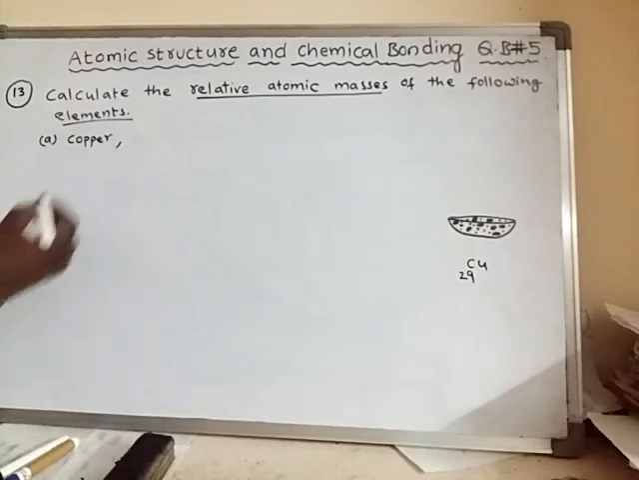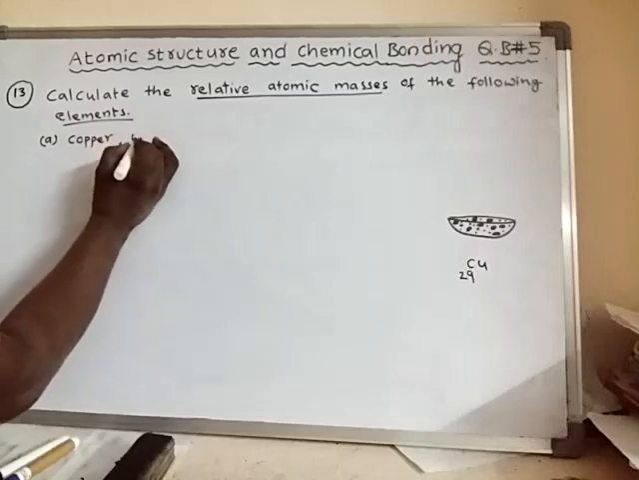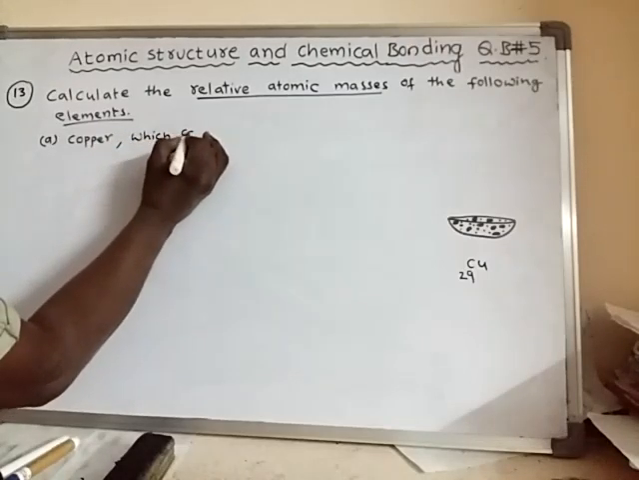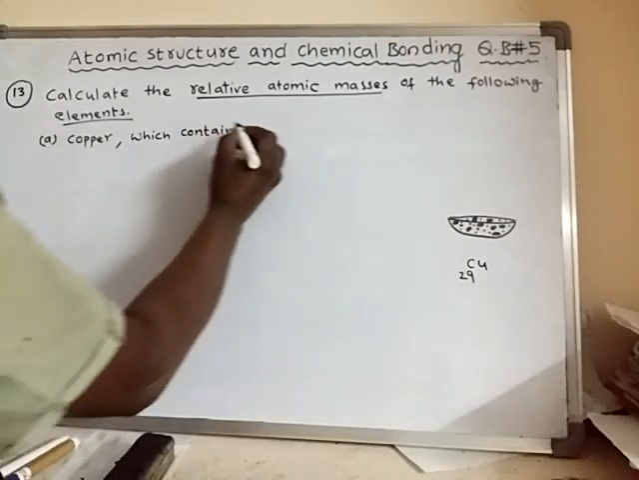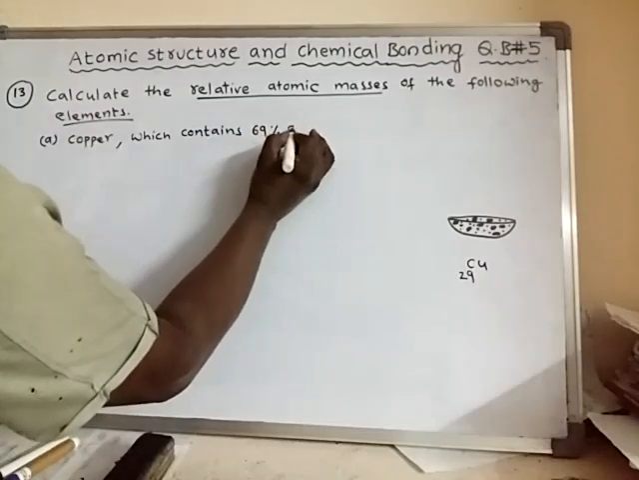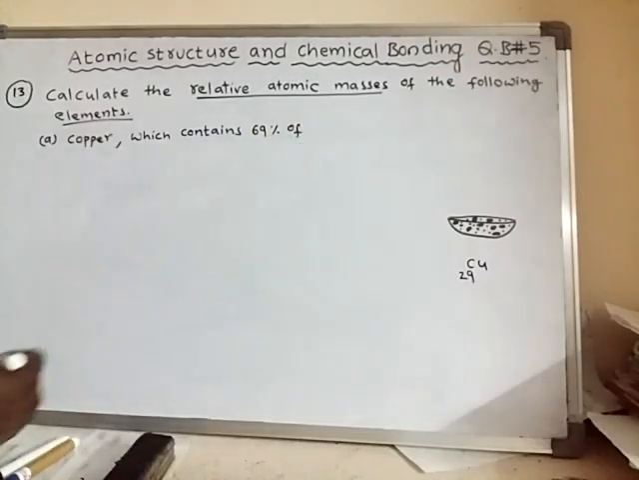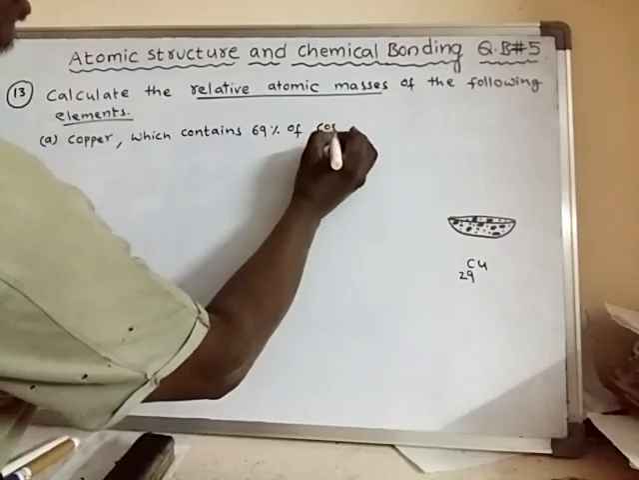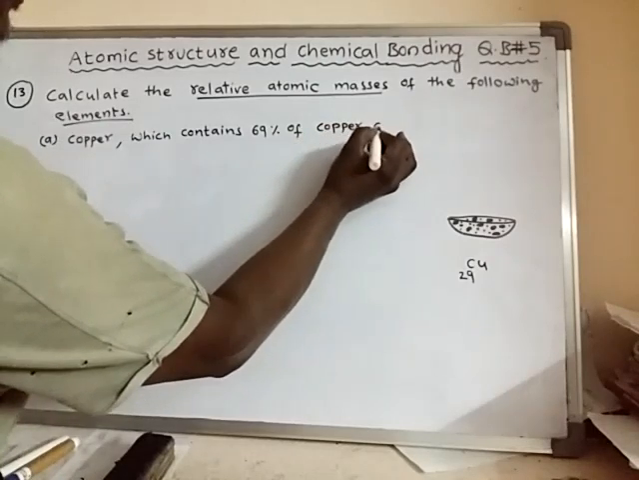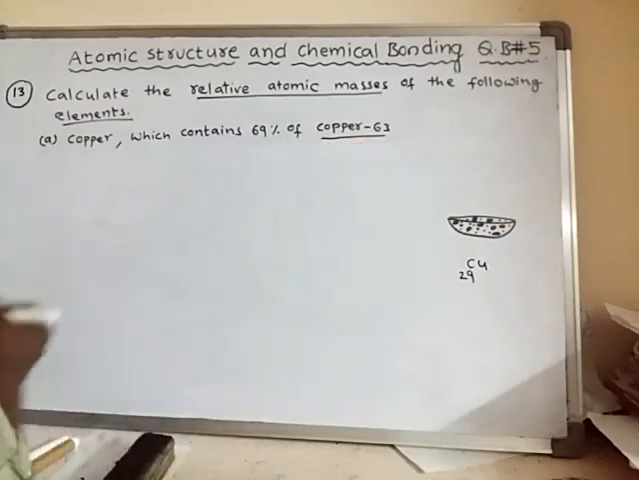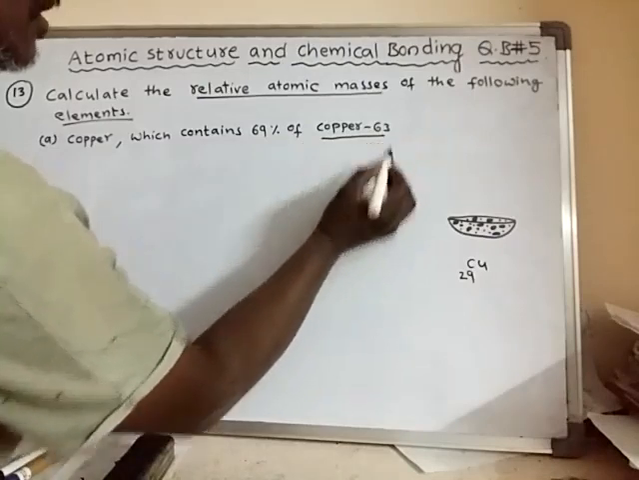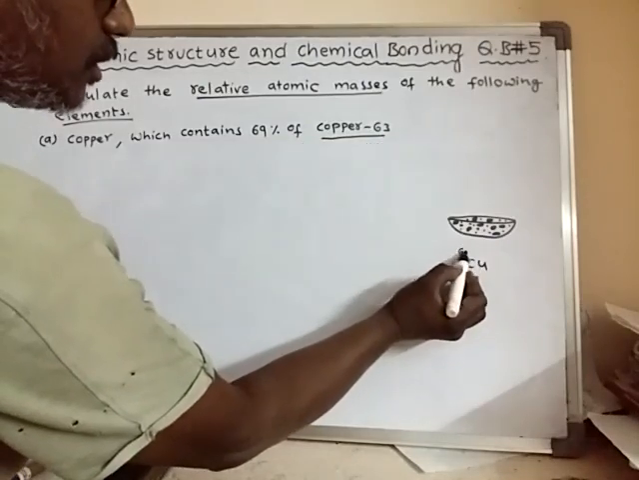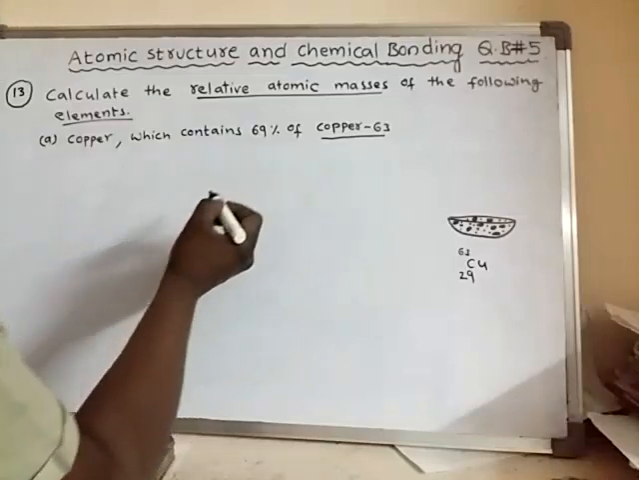So here is the question, actually we'll complete this question first. Copper contains 69% of copper 63. What is the meaning of copper 63? That means there are 69% of copper 63 atoms. This 63 indicates the atomic mass, or else the mass number.